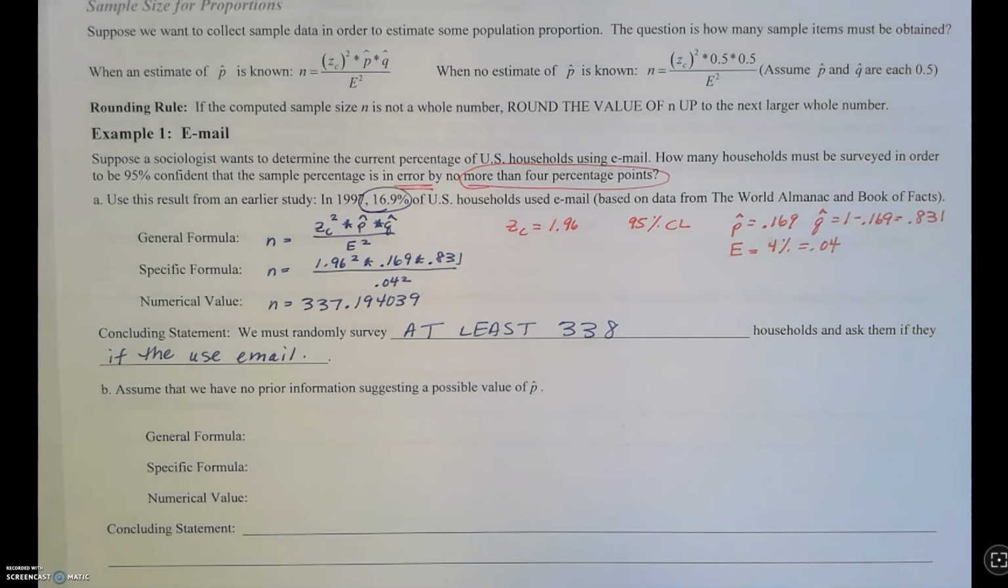That's the type of sentence I like. And there are many ways of writing this sentence. You can look in your textbook or online as well. In the next problem, the same type of problem, but assume that we have no prior information. We're going to assume we have no prior information because, as you can tell, 1997 is quite a long time ago. So that's kind of out of date data here.